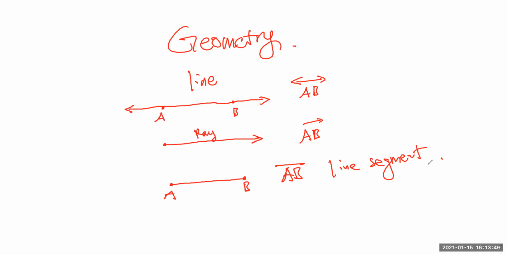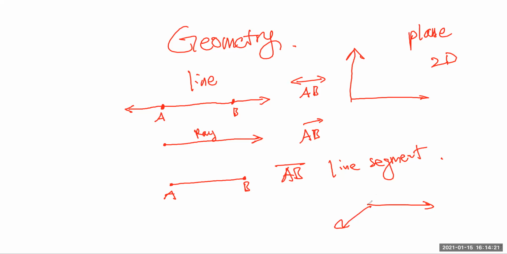Okay. So with the line, we know this is called 2 points defining a line, because you only have one line that goes through 2 points. And then if we have 2 lines going like this, that forms a plane. This is 2-dimension. Then we could also have 3-dimension, which is a space.